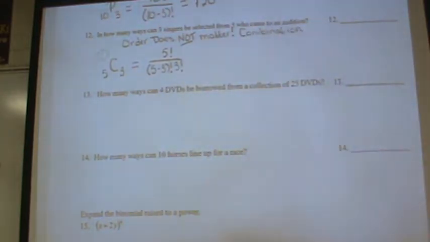So we're going to use our C notation. So we have 5 singers, so you're going to have the 5 on the left-hand side. And we're choosing 3, so you'll have a 3 on the right-hand side. And again, setting up the fraction, we'll have 5 factorial over 5 minus 3 factorial times 3 factorial. When you plug that into your calculator, you should get 10.